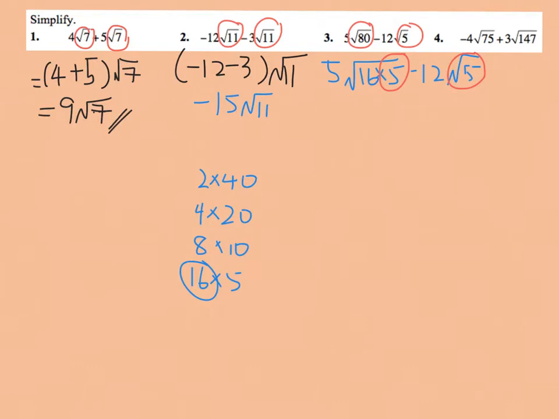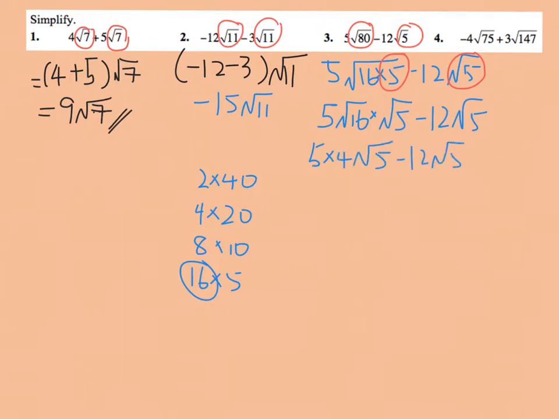Now we can break up the radical term into 5 times square root of 16 times square root of 5 minus 12 root 5. And root 16 is 4, so 5 times 4 root 5 minus 12 root 5. And that gives us 20 root 5 minus 12 root 5. And applying the distributive or the factoring property, you can have 20 minus 12 times root 5, and that gives us 8 root 5.